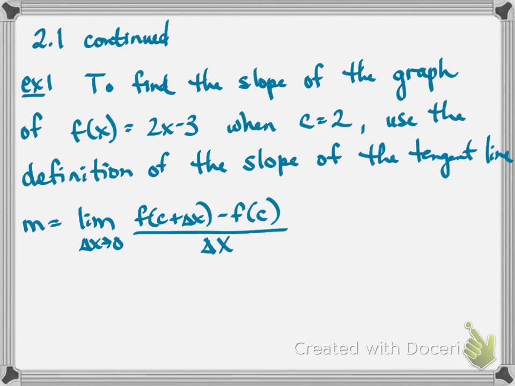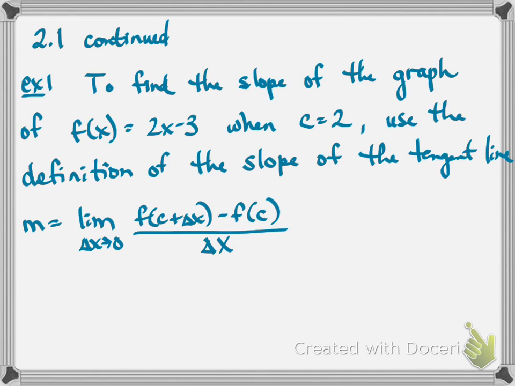Okay, we're going to continue section 2.1 that I believe we took notes on during class on Thursday. And this example is in your book. To find the slope of the graph of f of x equals x minus 3 when c equals 2, we're going to use the definition of the slope of the tangent line. And I've written that definition here for us. The m equals the limit as delta x approaches 0.